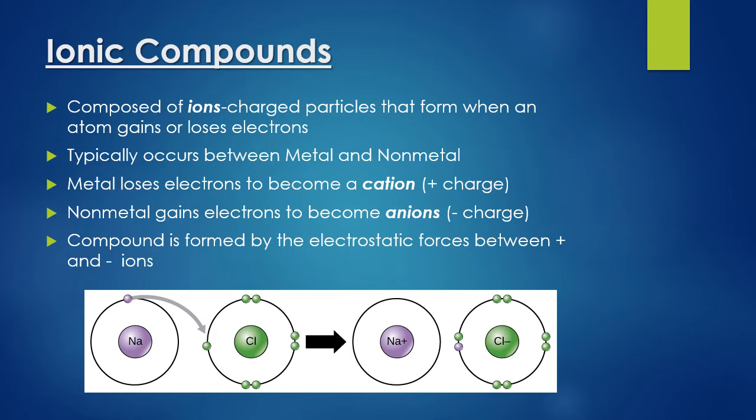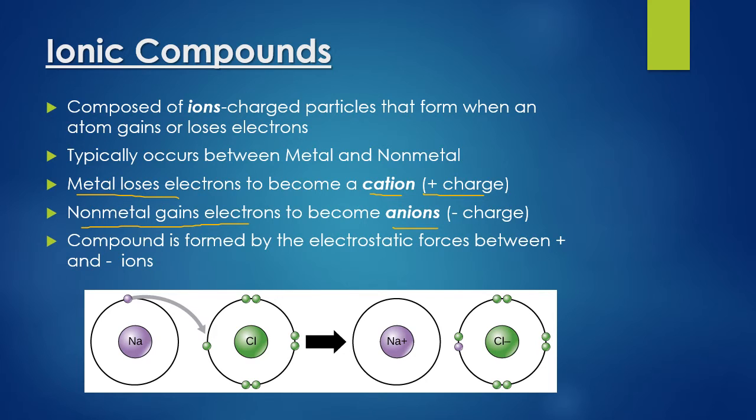So let's first focus on ionic compounds, and we'll come back to covalent in a moment. For ionic compounds, we said they're composed of ions, ions being charged particles that form when an atom gains or loses an electron. Typically, this occurs between a metal and a non-metal. If you'll remember from Chapter 2, metals like to lose electrons, and so they form a cation, a positively charged ion. The nonmetals, on the right side of the periodic table, like to gain electrons. So if they gain electrons, they become negative, resulting in an anion.